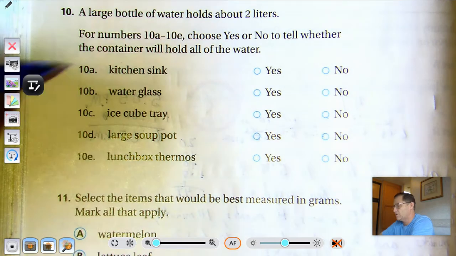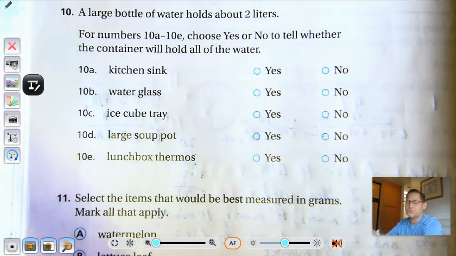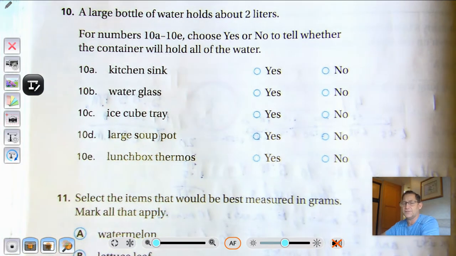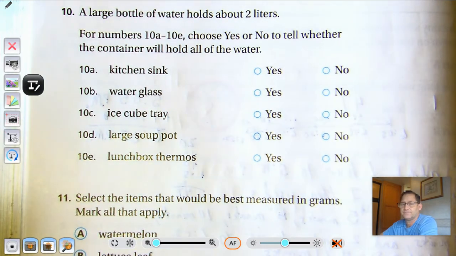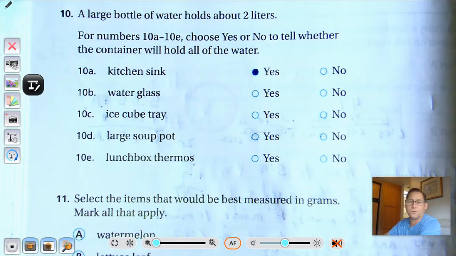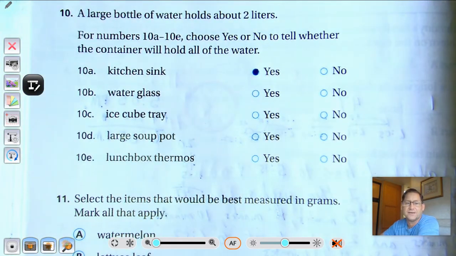All right, so kitchen sink. Could you take that 2-liter bottle of water or soda and pour it into your sink? Sure, it would hold it. Sinks hold a lot of water, especially kitchen sinks. A water glass. A water glass is only about 8 ounces.